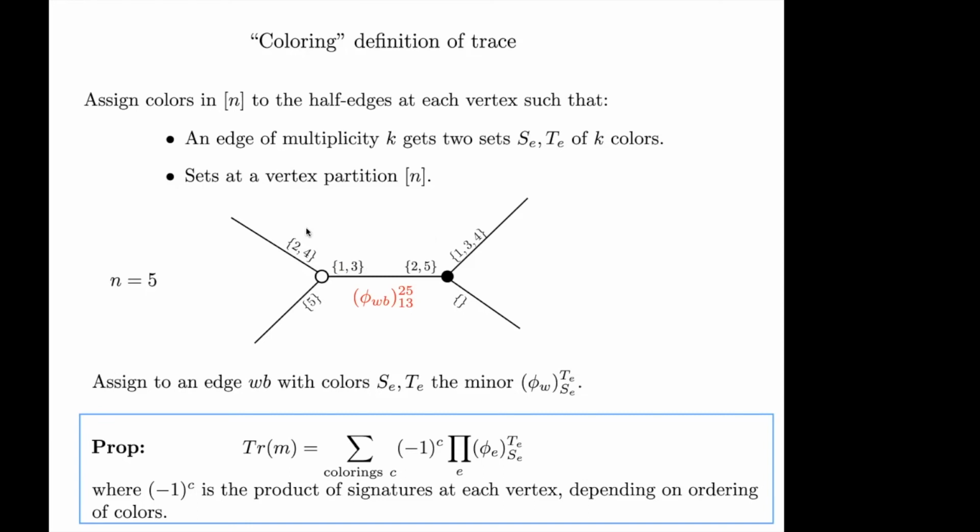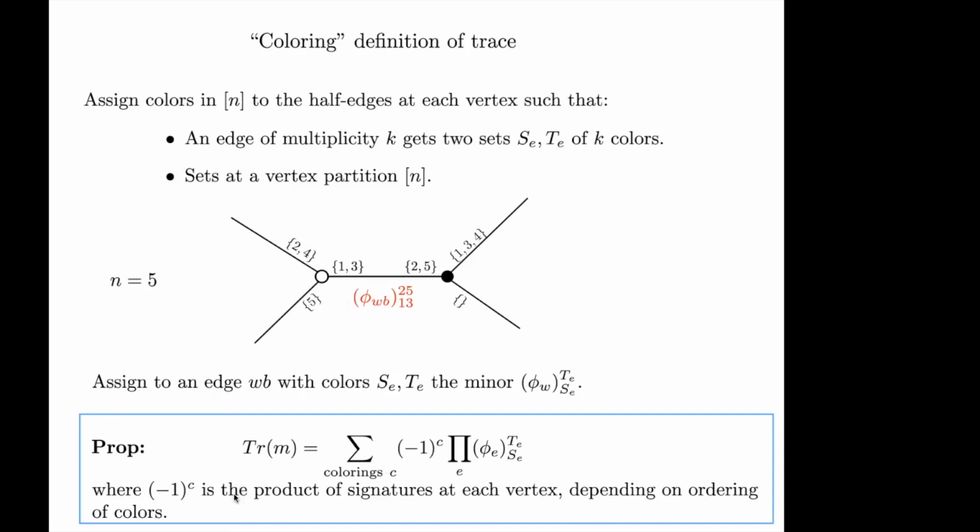To each vertex, I assign some colors to the edges, respecting the multiplicities, and then along each edge, I look at the parallel transport, which in this case is a 5 by 5 matrix, and I take the appropriate minor determinant. In this case, I take rows 1 and 3 and columns 2 and 5 of the parallel transport here. That gives me a number on each edge, and I multiply those numbers together and add them up. And that's the proposition. The trace expression from the previous slides can be written as this sum over colorings. And I forgot to tell you about the sign. Except for the sign, it's just the product of these matrix minors.